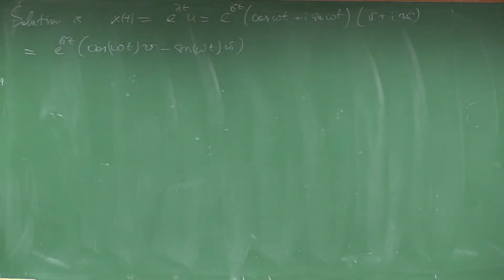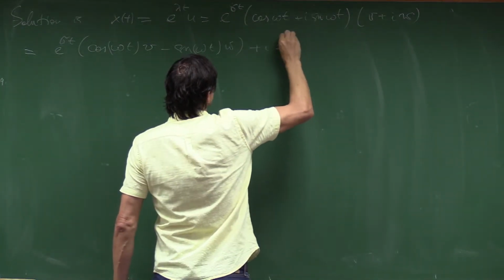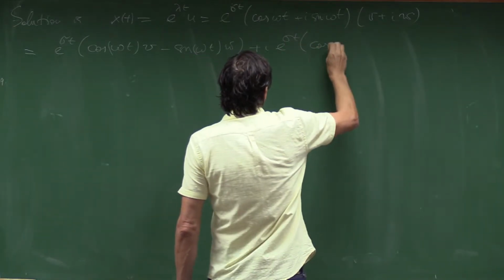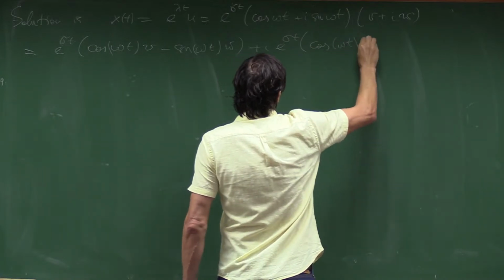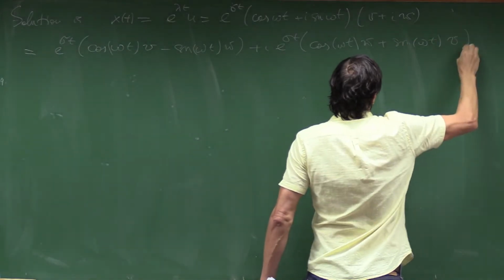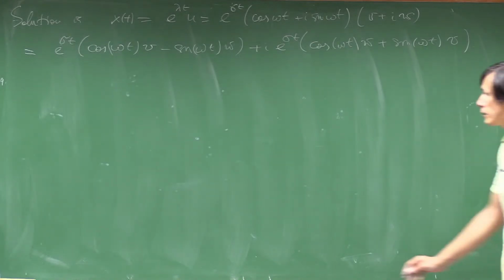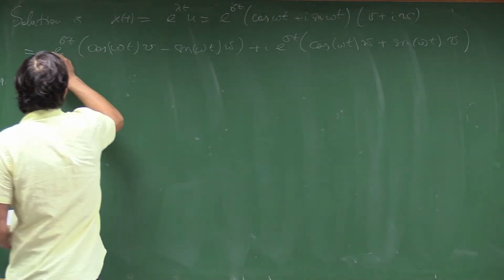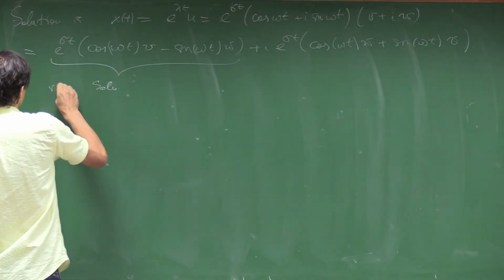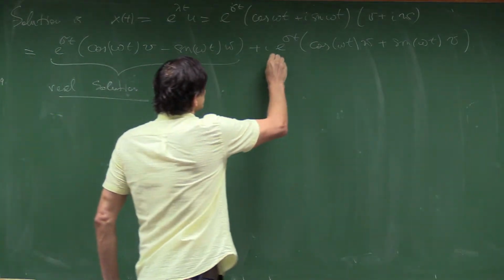That's the real part, and then plus i times the imaginary part. We took the product and opened it. And then we have two solutions. So this is real solution 1, and this is real solution 2.